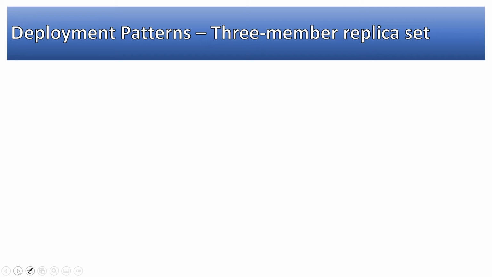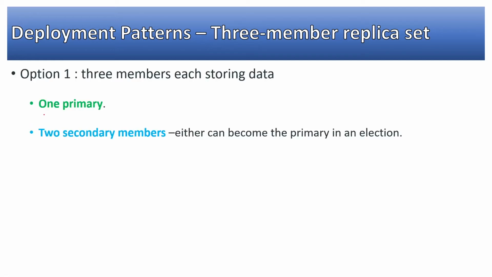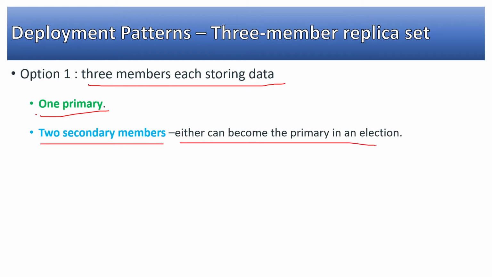Please make sure that the replica set has at least 3 members in the production setup or in the pre-production environment, so that all the things are tested successfully before going live. In a 3-member replica set, with all 3 members storing data, one will be primary and 2 secondary members. Either can become primary in an election, provided both secondary members have priority greater than 0 as well as voting rights, and these are configured to do that.